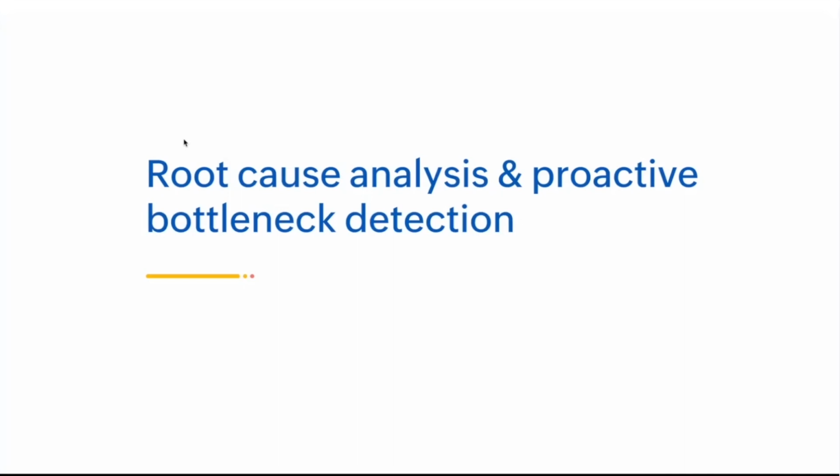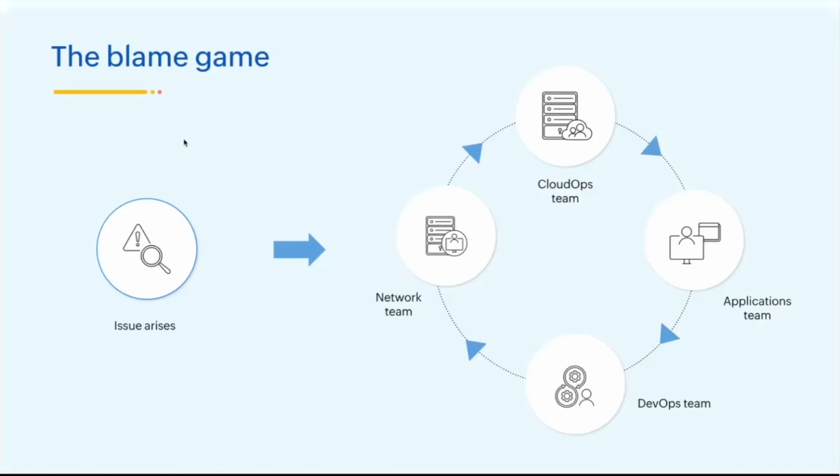Root cause analysis and proactive alert detection. Modern networks are complex with numerous interconnected components such as cloud services, virtual environments, and IoT devices, and it can make your monitoring challenging and make it harder to identify where issues originate from. Therefore, organizations often face contentious situations where different teams like network, security, application, and system teams point fingers at each other when network performance issues or security incidents arise.